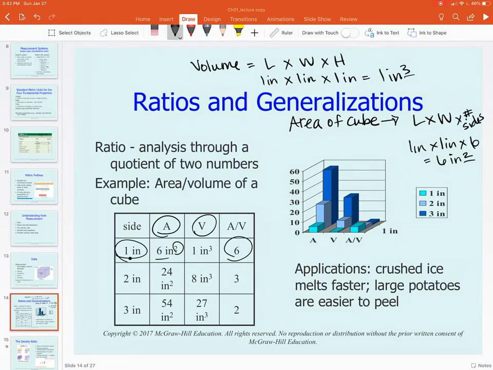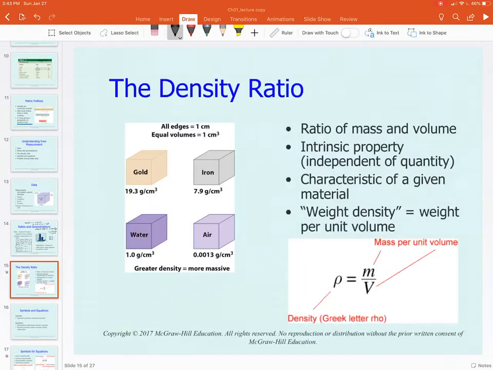And then it goes on and it shows if you had 2 inch sides or 3 inch sides, and you can see how it starts to change those numbers, and actually how the ratio starts to decrease. Okay, so why are we talking about ratios? Because this is going to get us into density. And density is basically a ratio of just mass per unit of volume. And so this is your equation for density.